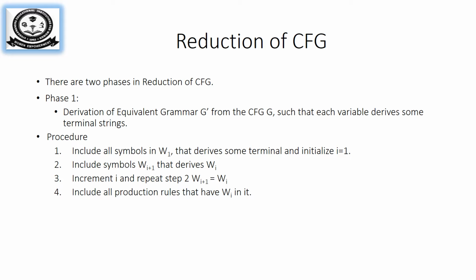Then include all the variables of W(i+1) that can be derived from W(i). What we derived from W1 will be derived in W2. We repeat this step by incrementing the i value again and again, so it covers all the production rules in the context-free grammar. When there is no change in the W set creation, we stop the process.